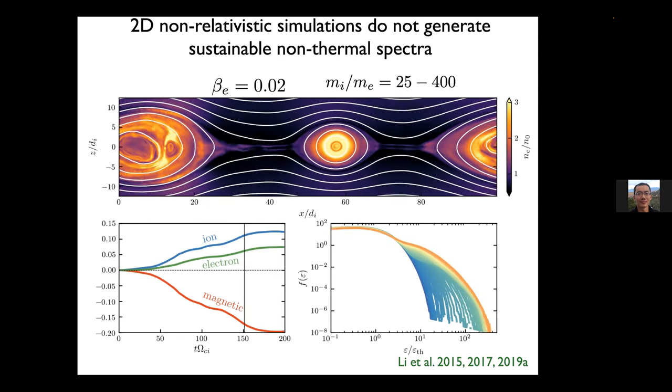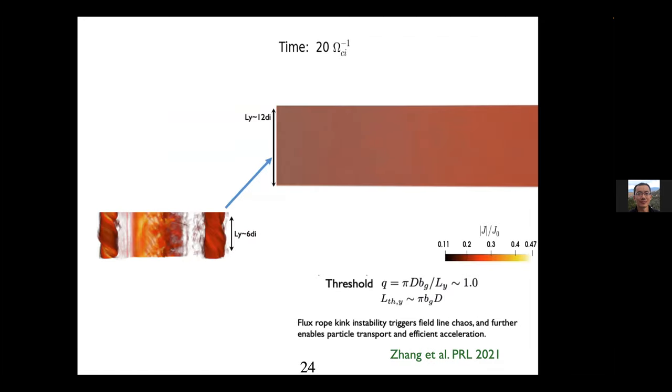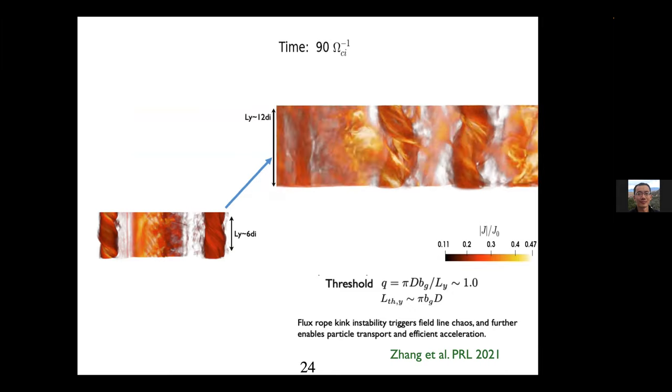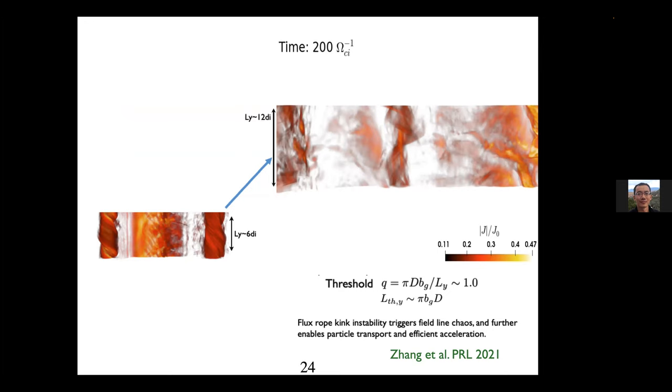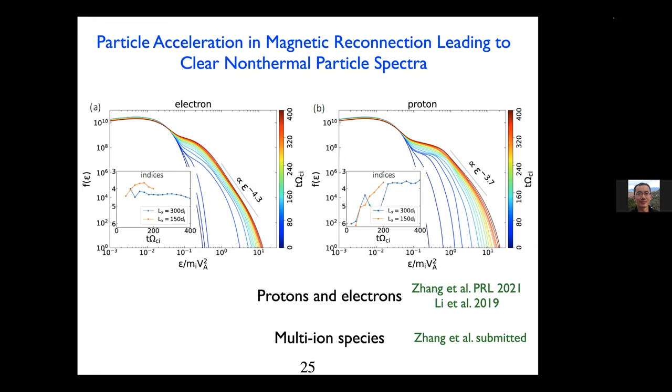But when you have a three-dimensional simulation, when the fluctuating kink instability is triggered, as the safety factor is smaller than one, we find that in this case we can generate a more sustainable power law distribution. This result, which we published three years ago, was the first that could generate both electron and proton non-thermal spectra in the non-relativistic case. We also recently have a paper that discusses multi-ion species acceleration. They can also generate a non-thermal spectrum in these three-dimensional simulations.